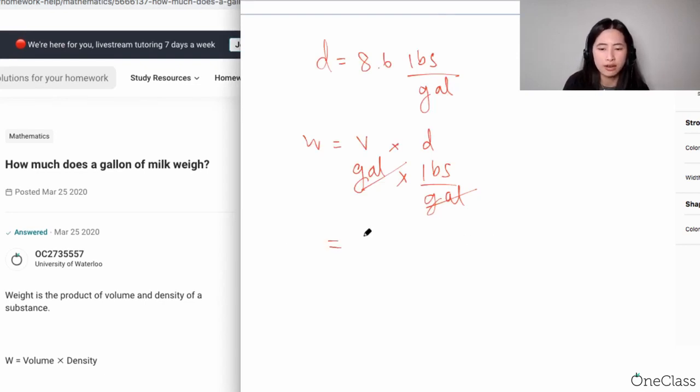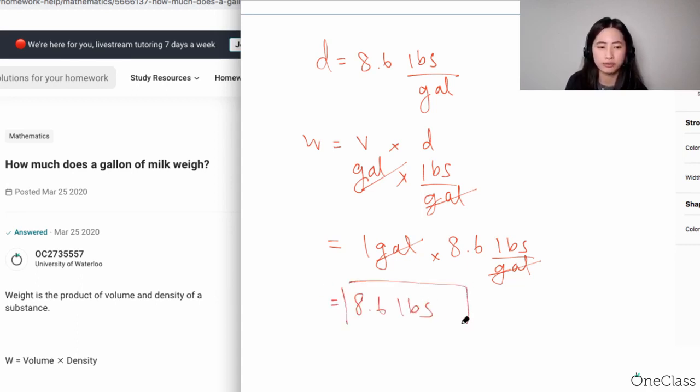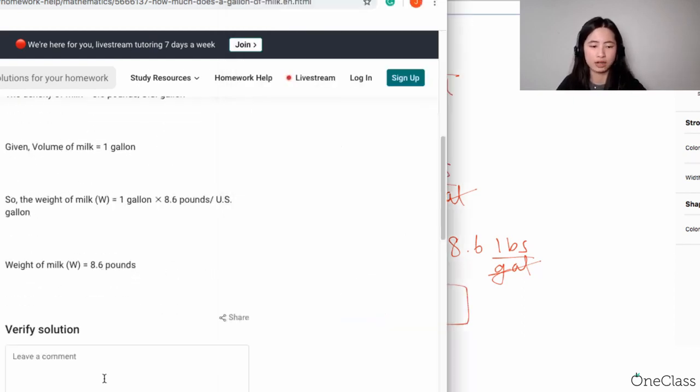Because they're saying you have 1 gallon, this is just going to go here. And remember, this is unit analysis or dimensional analysis. And they're saying we have 8.6 pounds per gallon, right? As you can see, we can cancel the units, and we just get 8.6 pounds. So this should be the weight of a gallon of milk. And that's what they have here.